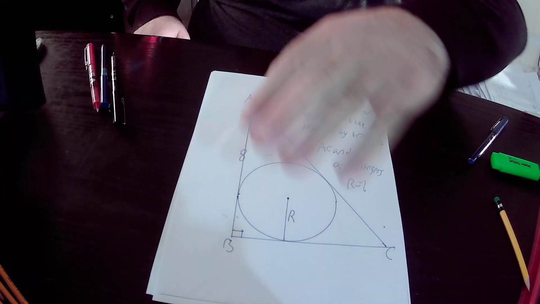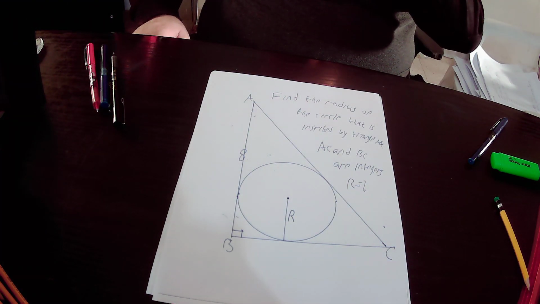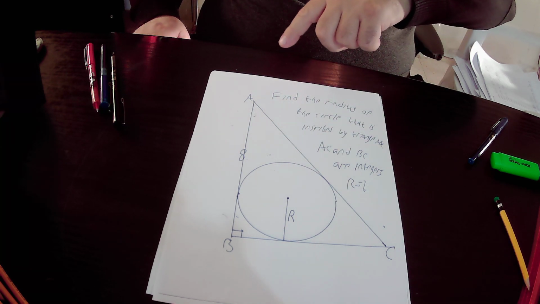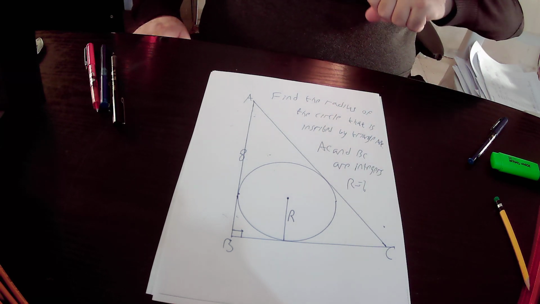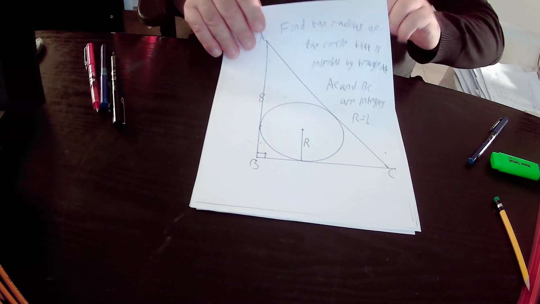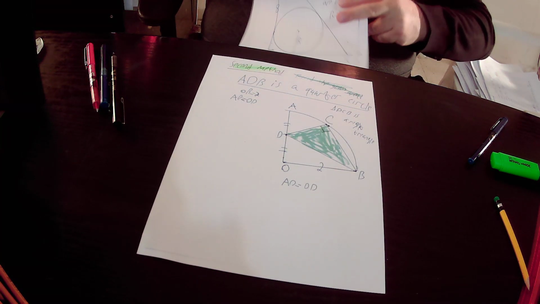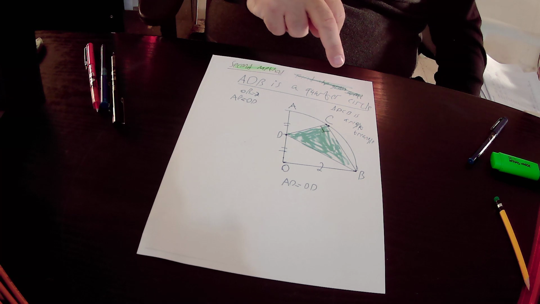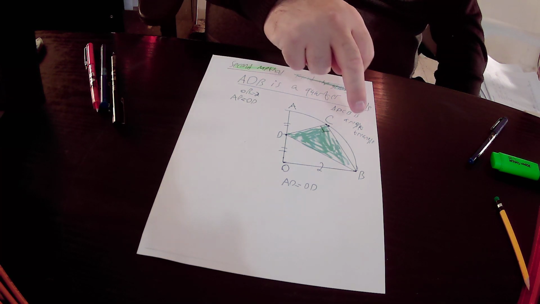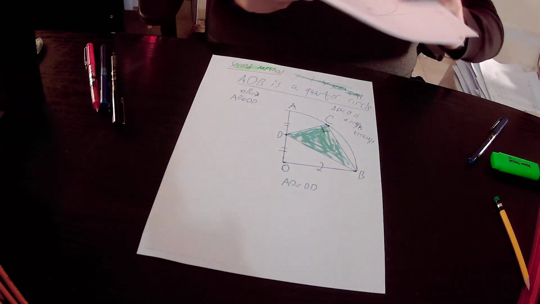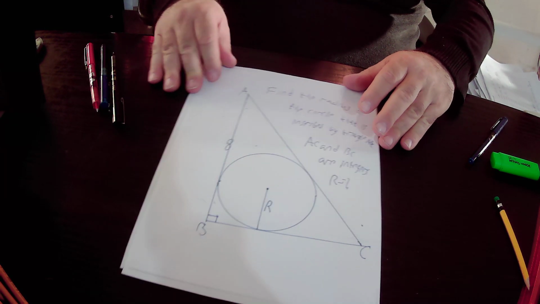Hello, in this lecture we'll answer two questions. In the first question, we'll find out the radius of this circle that is inscribed by the right triangle ABC. And in the second question, we'll find out the area of the blue right triangle DCB that is inscribed by the quarter circle. So we'll start with the first question.